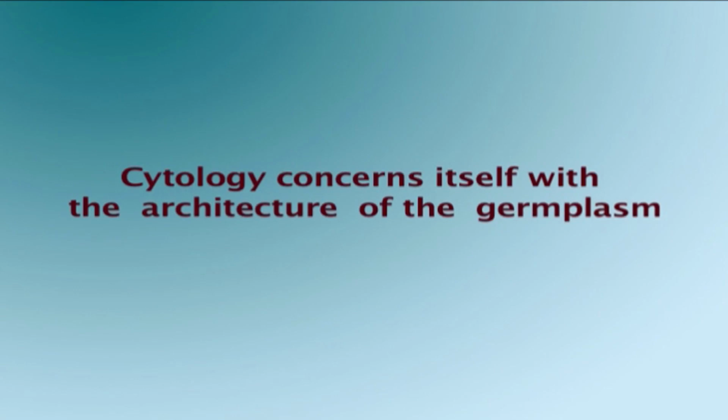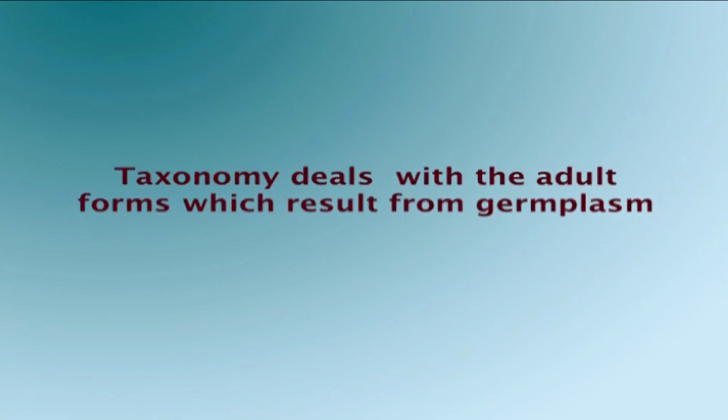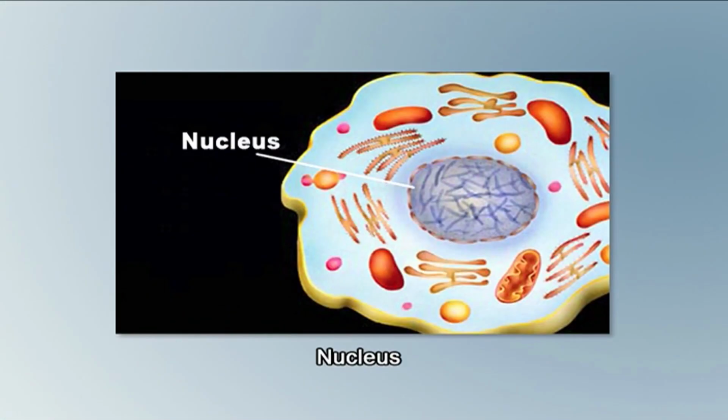Taxonomy and cytology study the same phenomena but from two very different angles. Cytology, or more properly karyology, concerns itself with the architecture of the germplasm, taxonomy with the adult forms which result from germplasm. Cytology has made an outstanding contribution to taxonomy during the past few decades. Since the cytological data are directly derived from the nucleus, the seat of hereditary material, they may be used for understanding the evolution and relationships of populations.